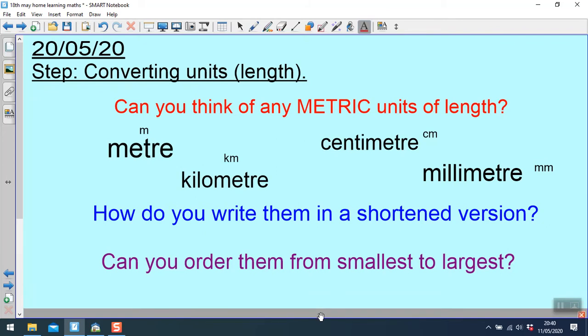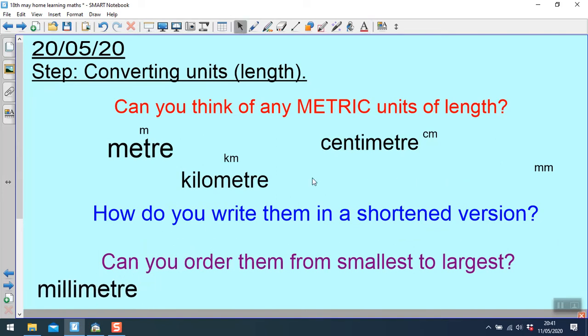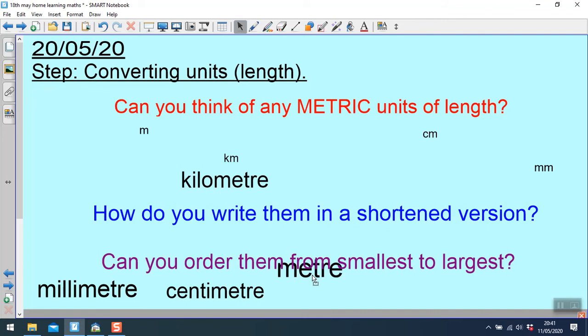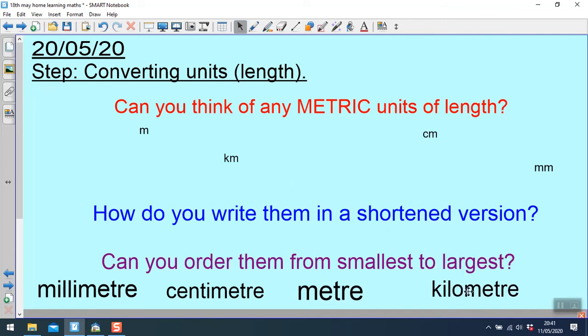Can you order them from smallest to largest? What's the smallest unit of measurement here? At school you have millimetres and centimetres on your ruler. Think about which is the smallest one. So millimetre is the smallest, centimetre is second, metre is third, and then a kilometre is the biggest. There are 1,000 metres in 1 kilometre. Think about a metre stick at school. 1 metre has got 100 centimetres on it.